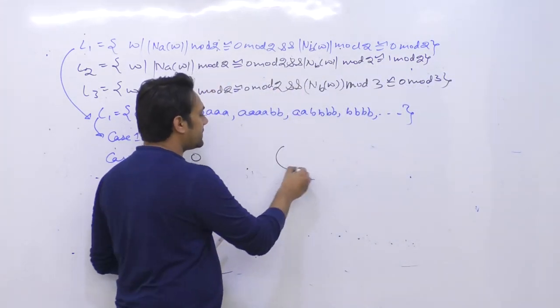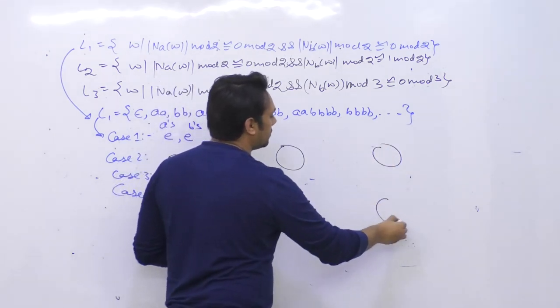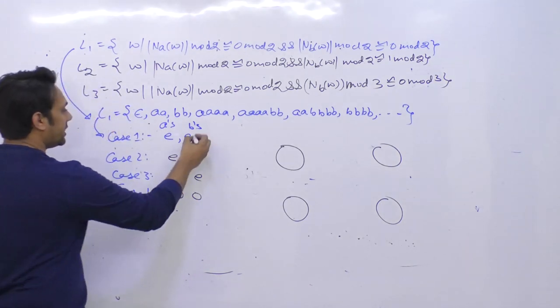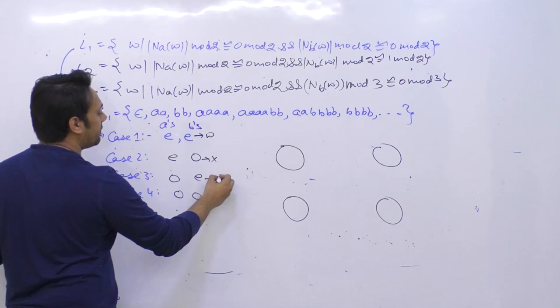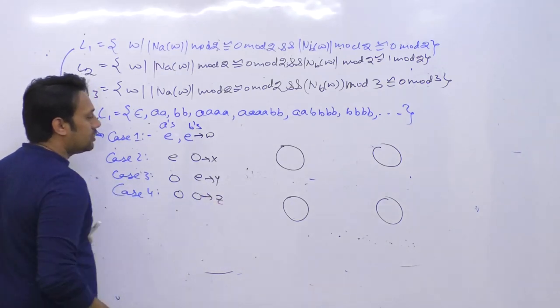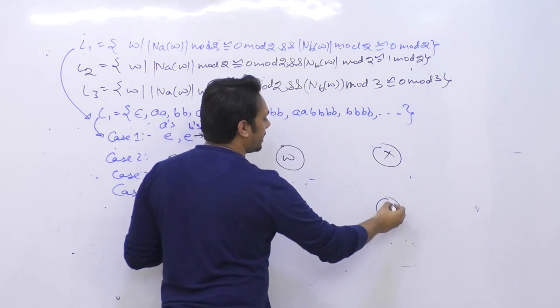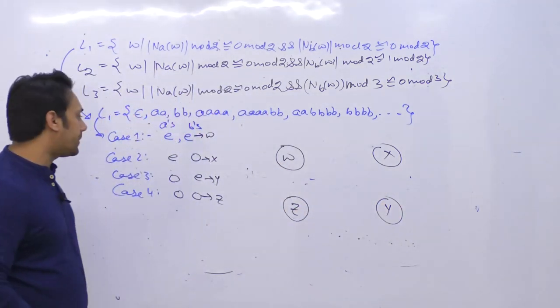So, the states that can be there. So, aapke paas pehli state hai. This is your second state. This is your third state. And this is your fourth state. Okay. So, first state is representing this case. So, let us say W. This is state X. This is state Y. And this is state Z. So, we can have a state W. We can have a state X. We can have a state Y. And we can have a state Z. You can randomly name any one of them.